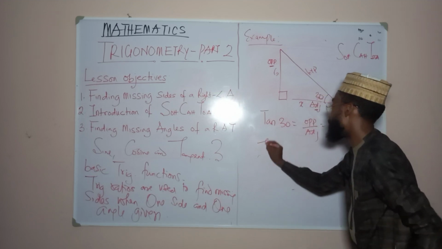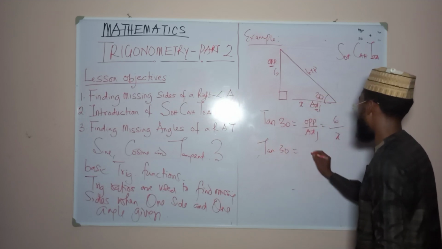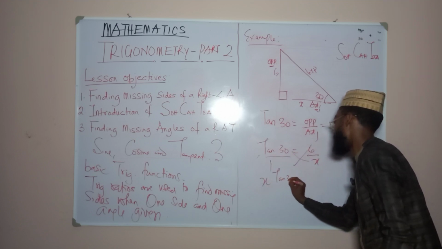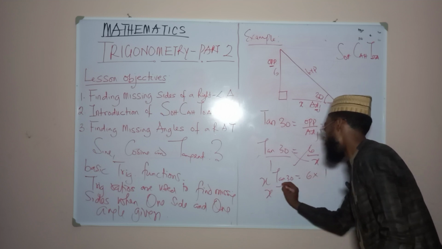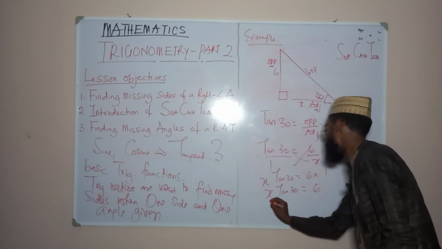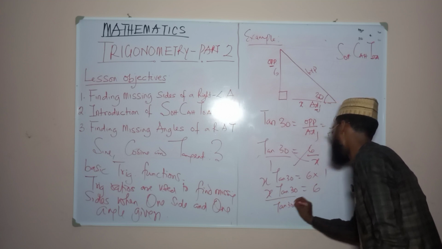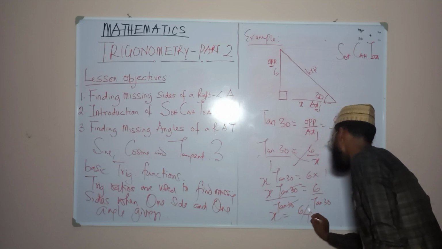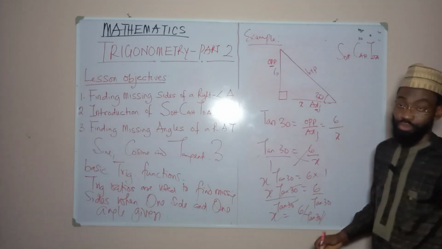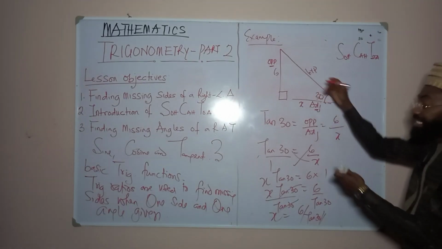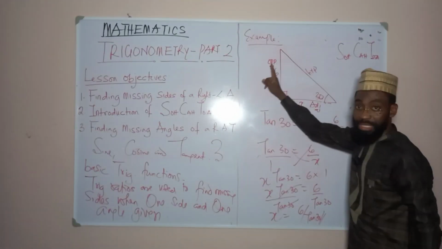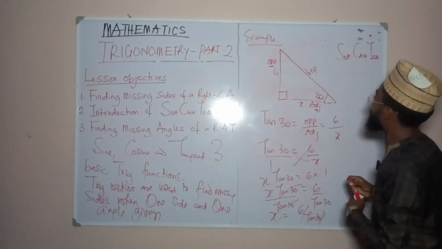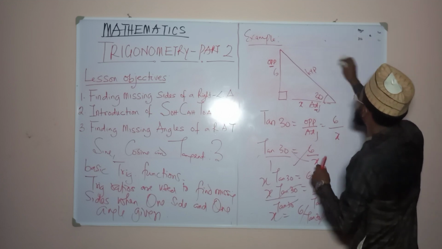solve the equation you have. We have that tan 30 is equal to 6 over x. You can cross multiply. X tan 30 is equal to 6 times 1. Your x tan 30 is equal to 6. If you divide both sides by tan 30, you're going to have that x is equal to 6 over tan 30. For those who have their calculator, you can press this and find the correct answer. So for this case, we are always going to be given one side and one angle, and you're expected to find a missing side. So we'll take more examples and then also buttress what we have.